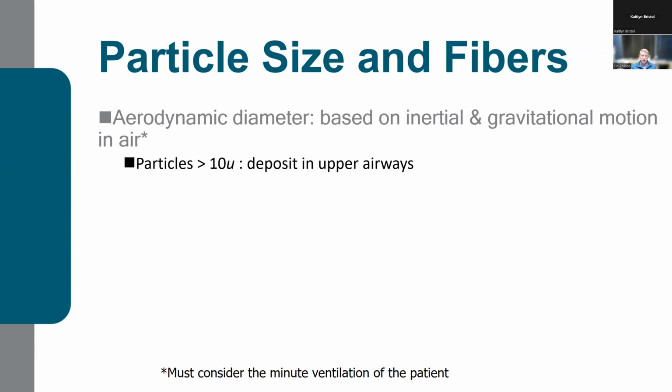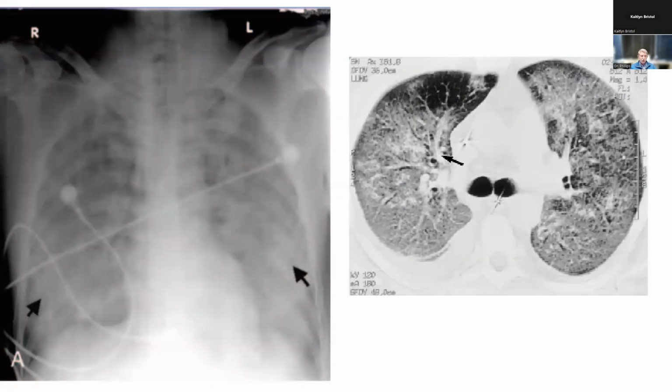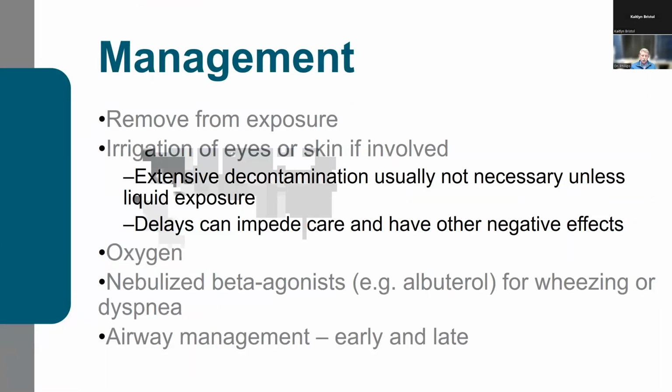So I mentioned the aerodynamic diameter and where particles are deposited, but I wanted to show you an example. This is a chest x-ray on the left showing significant multifocal infiltrates, and a CT scan showing very significant dense evidence of alveolar hemorrhage and some bronchiolitis as well. So how do we manage these cases?